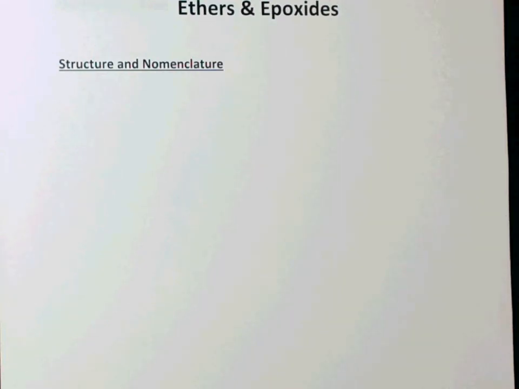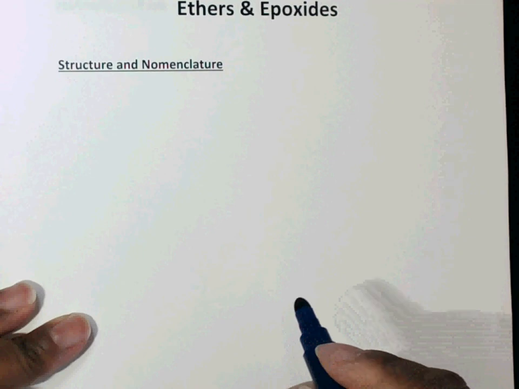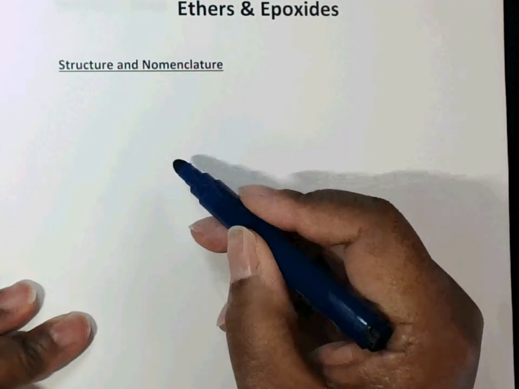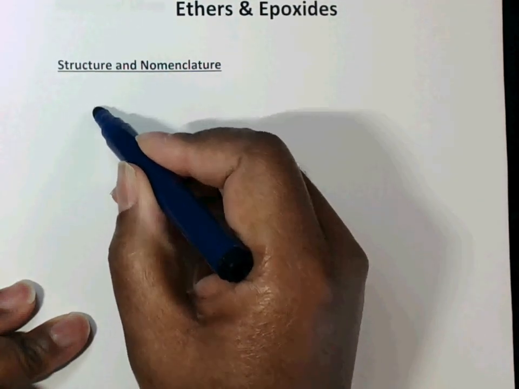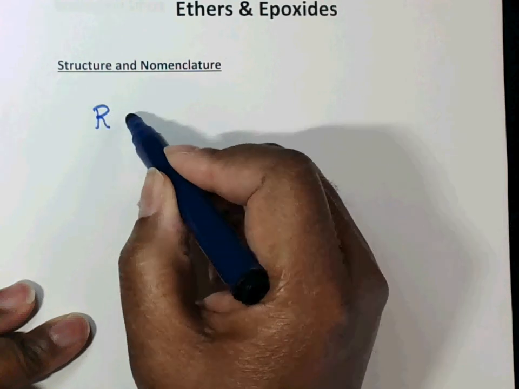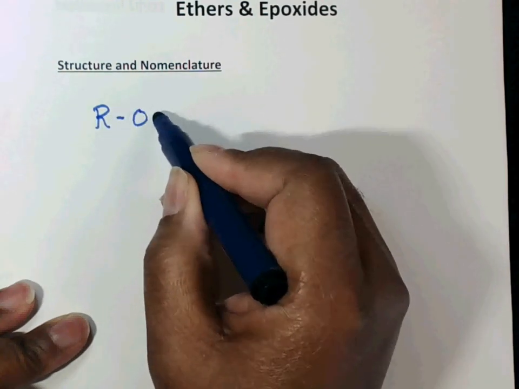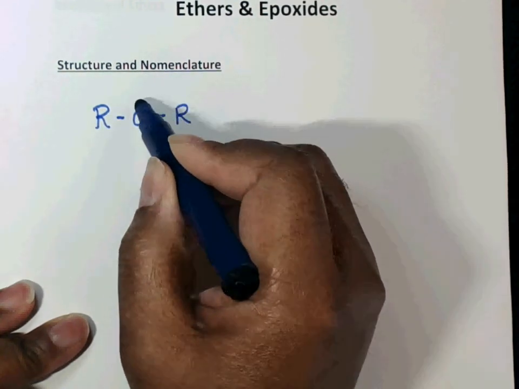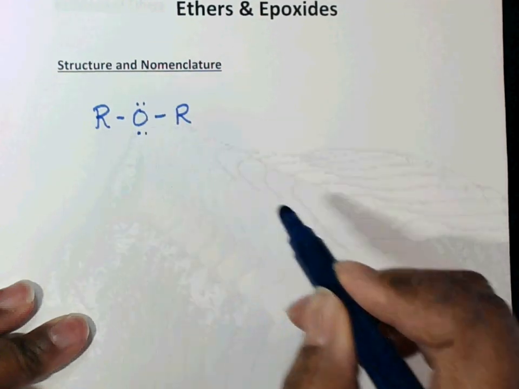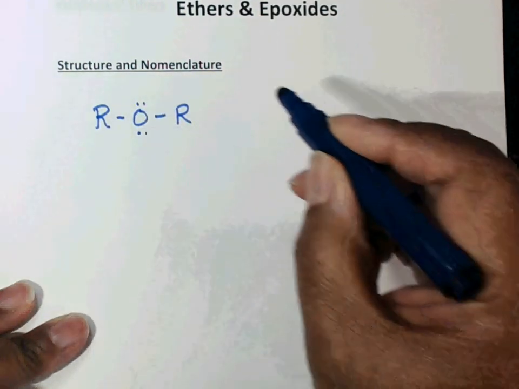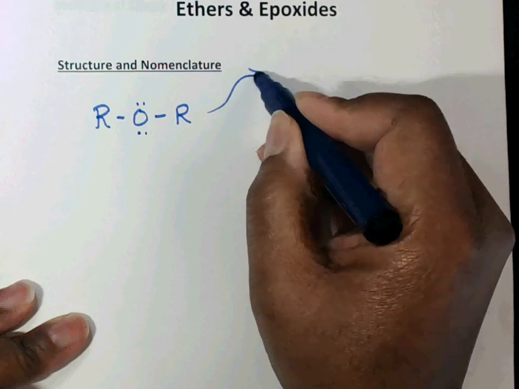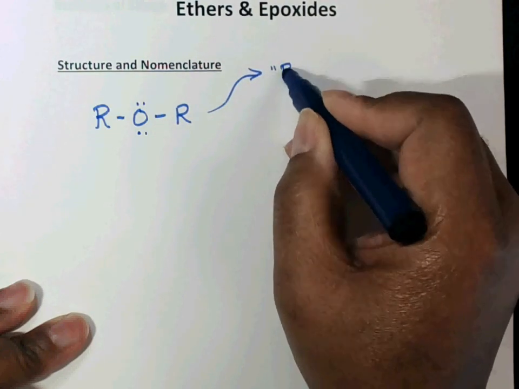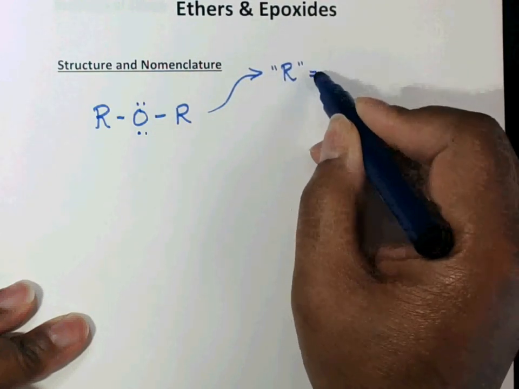Alright guys, today we're going to begin our discussion on ethers and epoxides. So, let's first talk about ethers. What is an ether? Well, the general formula for an ether is this, ROR, in which the R group can represent any alkyl.